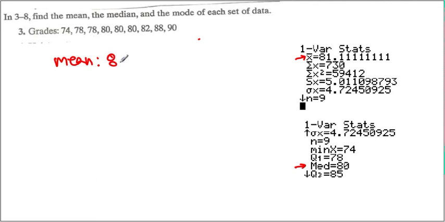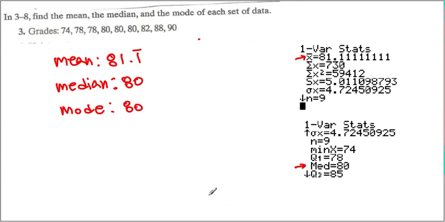So mean would have been 81.1, with the 1 repeating. Median is simply the middle number when you list them. Since we have 9 numbers, the fifth number will be the one, which will be, in this case, 80. And mode is the most frequent. Most frequent number seems to be 80 here, because it came out 3 times.